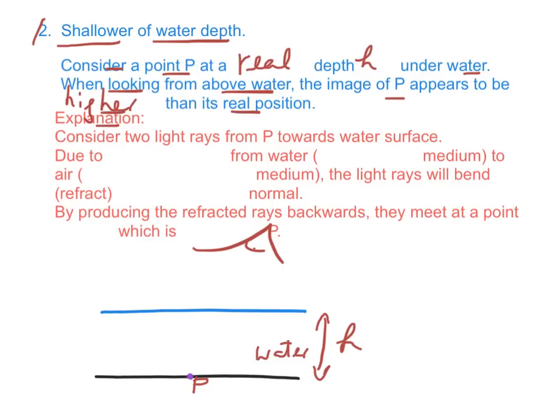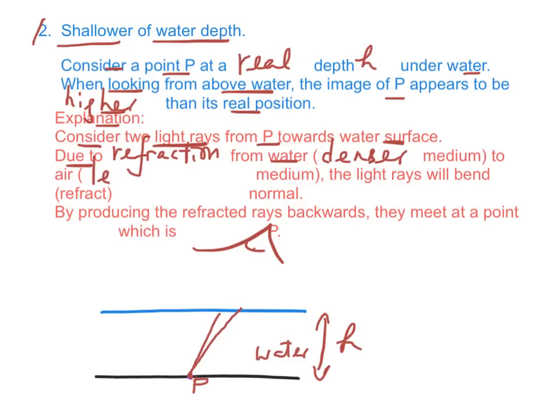Explanation: consider two light waves from P towards the water surface. Due to refractions from water, which is a denser medium, to air, which is a less dense medium, the light waves will bend or refract away from normal.